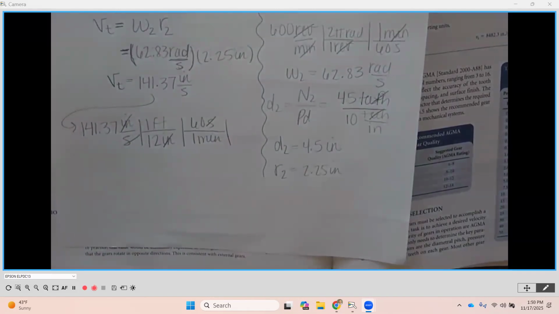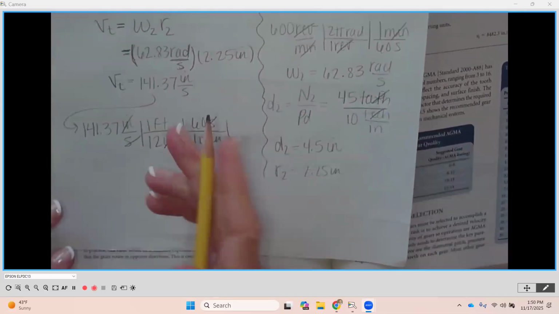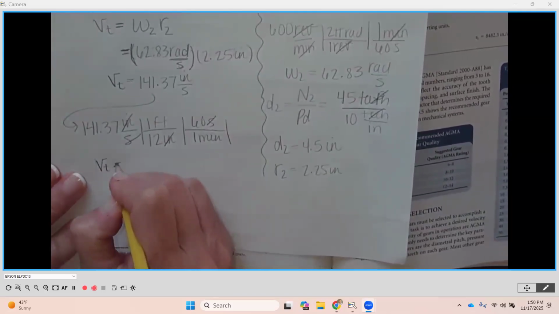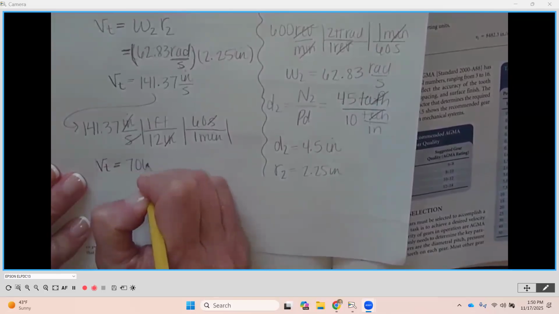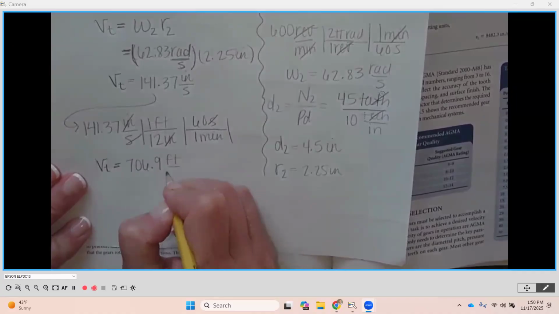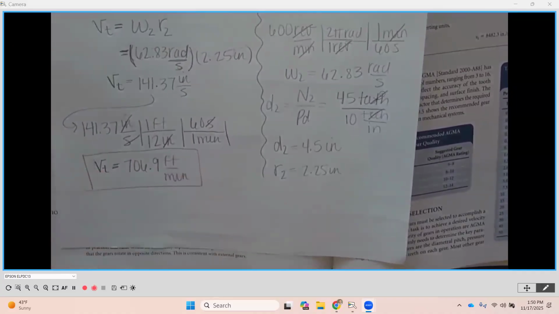So if I multiply that out, 141.37 times 60 divided by 12, my straight line velocity or my pitch line speed is going to be 706.9. Oh, right on the money. Feet per minute. That's my final answer.